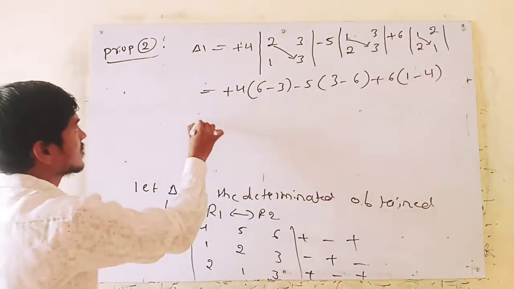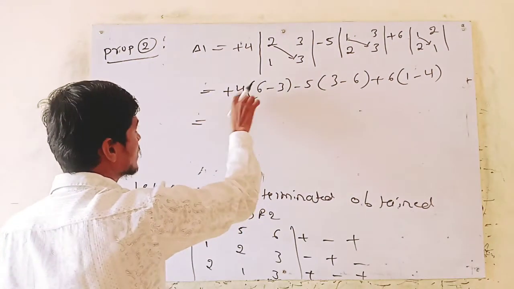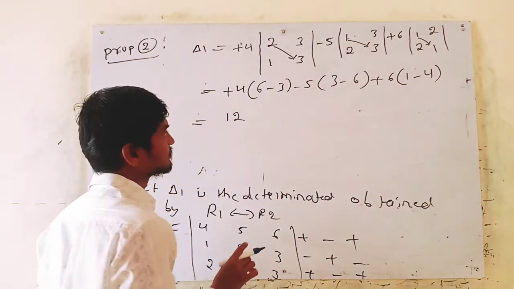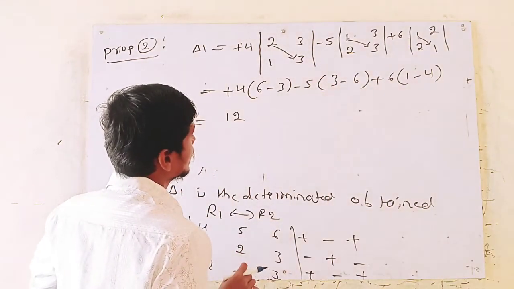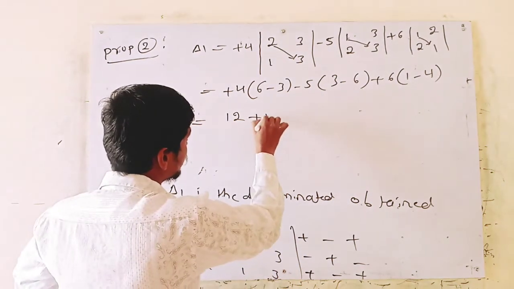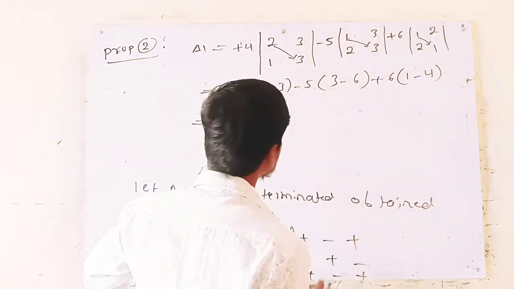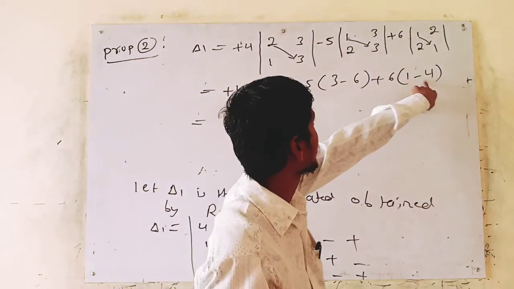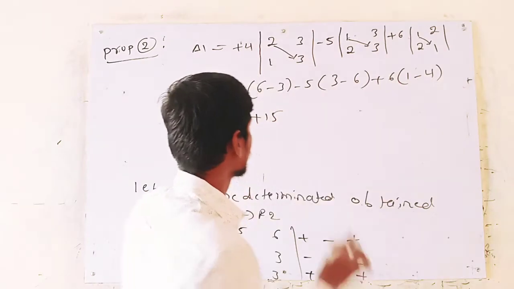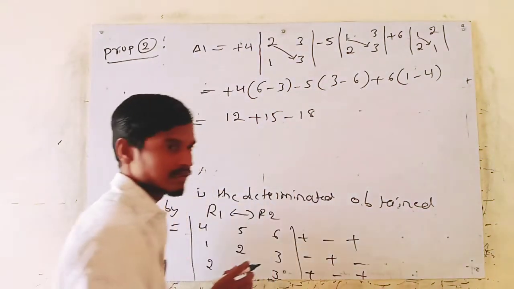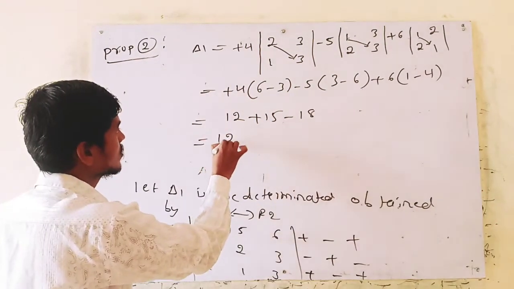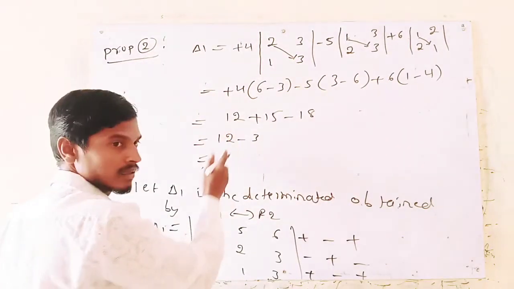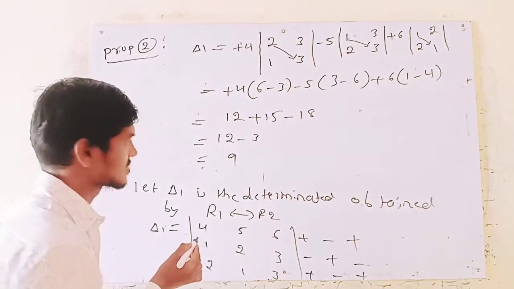This is 6 minus 3, that is 3 into 4, that is 12. This one, minus 3 into minus 5. What is the answer? Minus 3 into minus 5 is plus 15. And this one, 1 minus 4, minus 3 into 3, minus 18. See here, this one 12 over this one minus 3. 12 minus 3 is 9. Okay, yes.